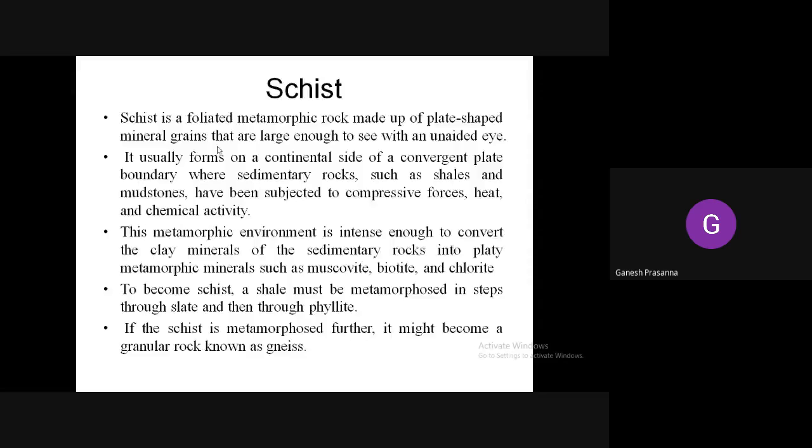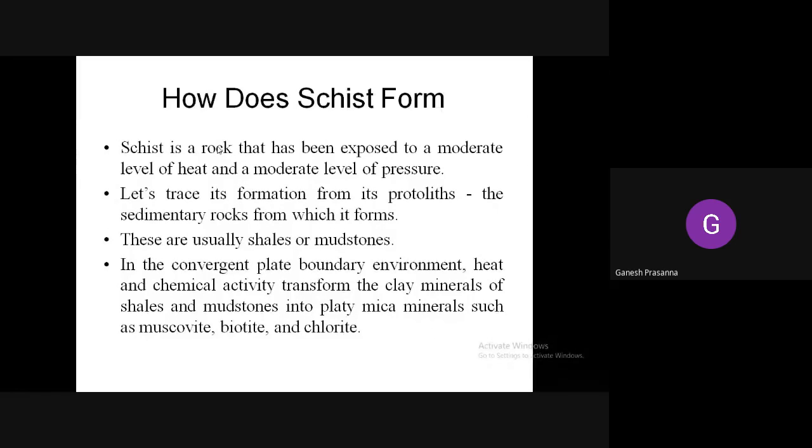Okay, coming to the schist, how does it form? It forms when exposed to a moderate level of heat and a moderate level of pressure. It is traced from the protoliths, that is, the sedimentary rocks from which it forms, usually shales and mudstones. It forms at convergent plate boundaries, because there you can expect so much heat and pressure. Heat and chemical activity transform the clay minerals of the shales and mudstones into platy minerals such as muscovite, biotite, and chlorite.